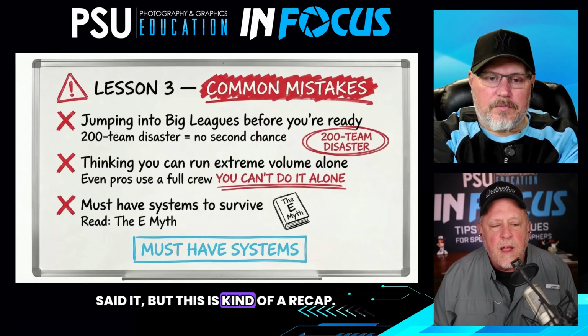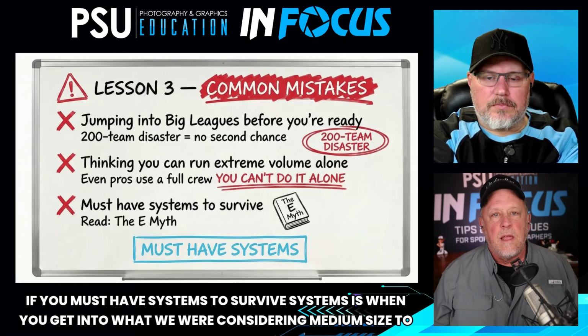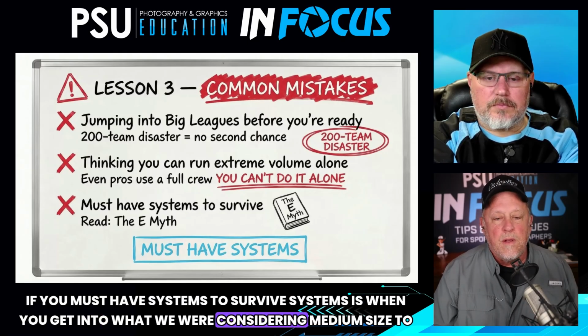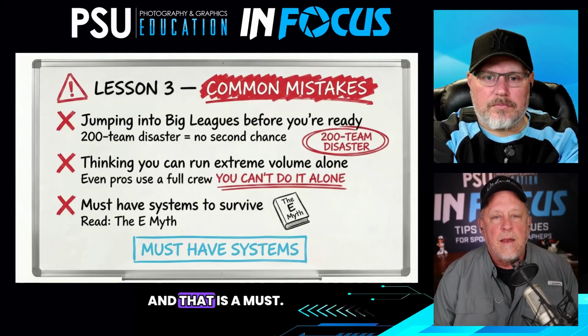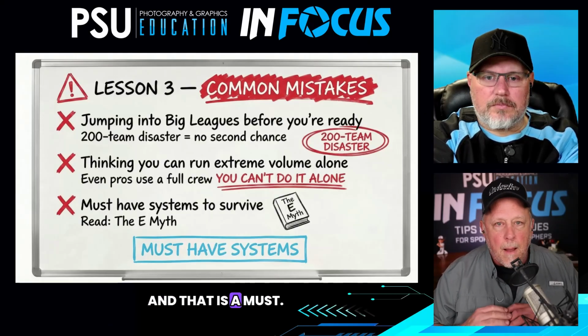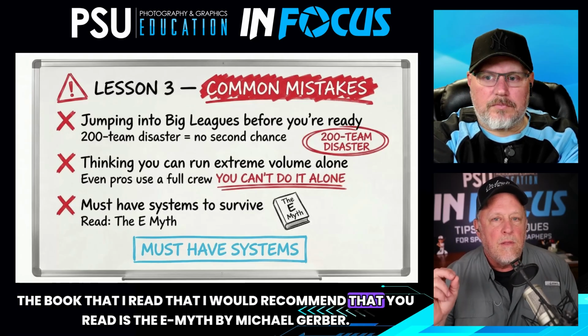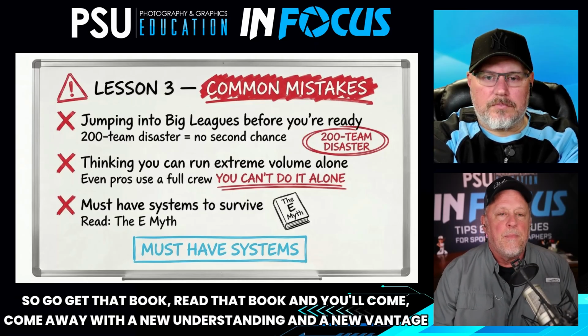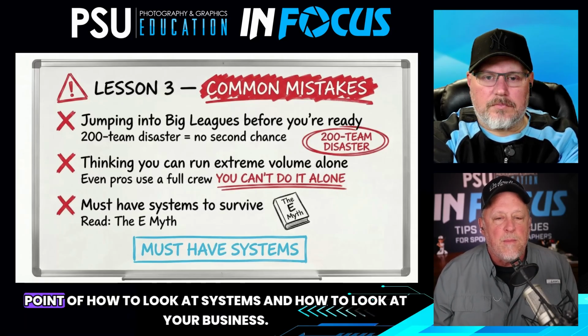And I'll leave you with this. We said it, but this is kind of a recap: you must have systems to survive. When you get into what we were considering medium-sized to high volume leagues, the larger leagues, you have to have systems, and that is a must. The book that I would recommend that you read is The E-Myth by Michael Gerber. So go get that book, read that book, and you'll come away with a new understanding and a new vantage point of how to look at systems and how to look at your business.